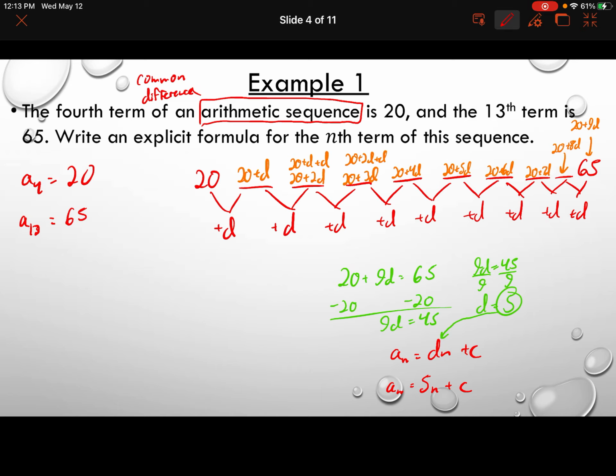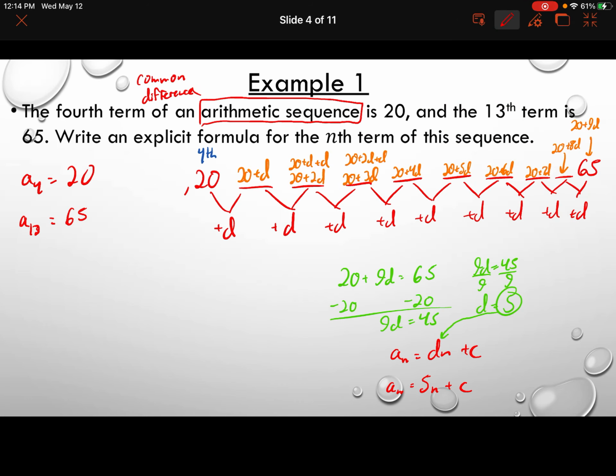So we found our D value. Now we still have to find our C value, though. Well, our C value, remember, is the 0 term, quote unquote. We know the fourth term, so we've got to figure out what would the 0 term be. Well, let's just go backwards then. We already know that the D value is 5, so we already know the pattern is plus 5. Well, let's go backwards. So remember, this is the fourth term.